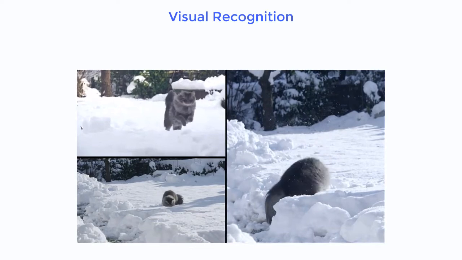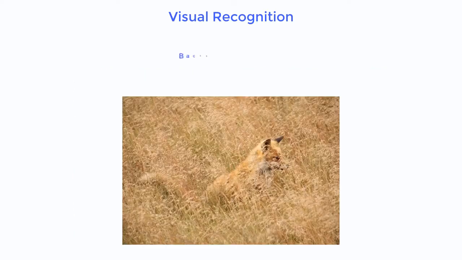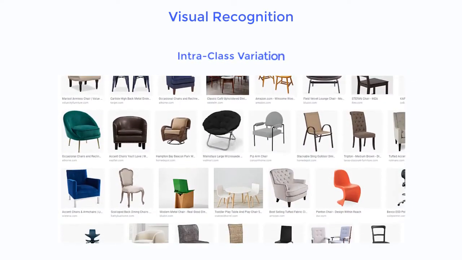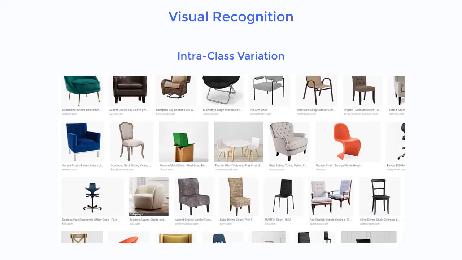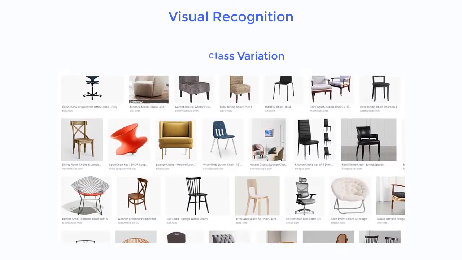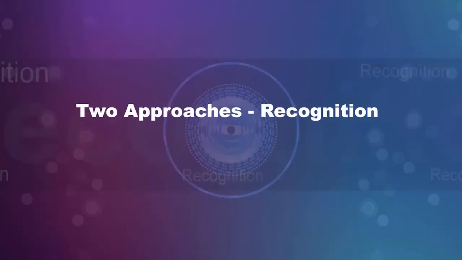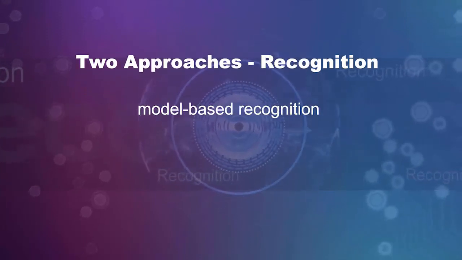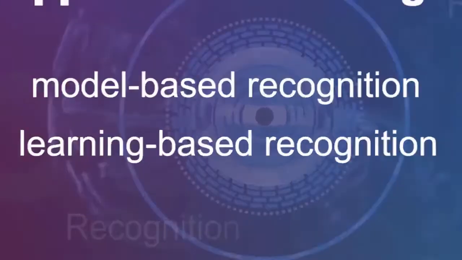Adding to that, we can have background, which is cluttered, or it might look similar to the object. There could also be intra-class variation, where the same object has different appearances. There have been two approaches for recognition: model-based recognition and learning-based recognition.